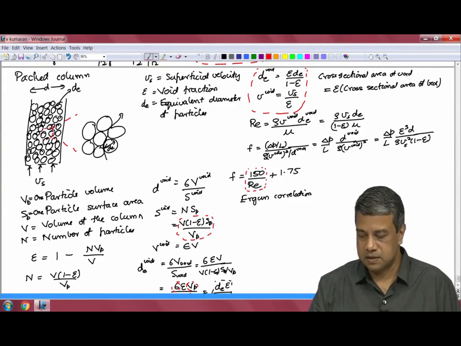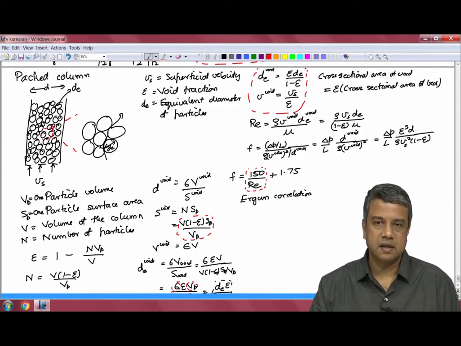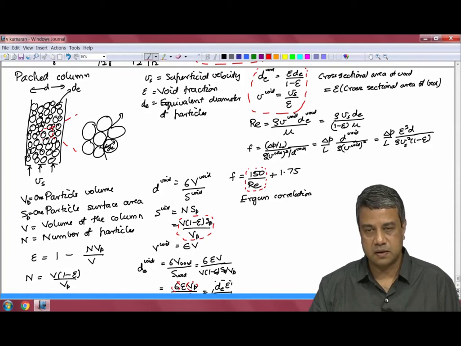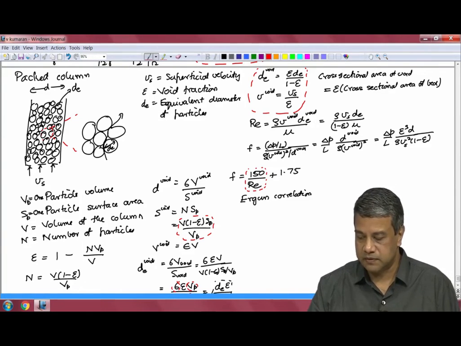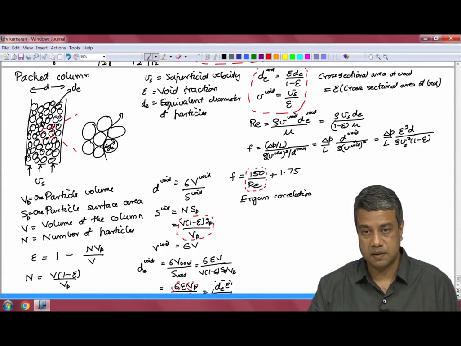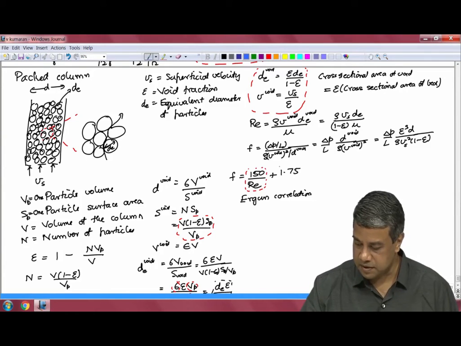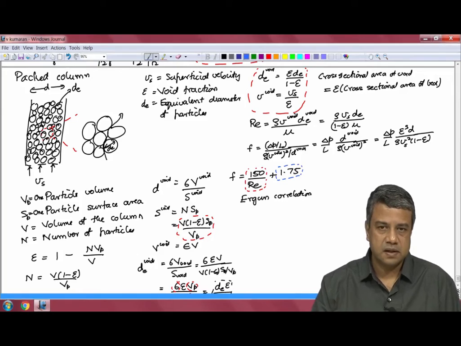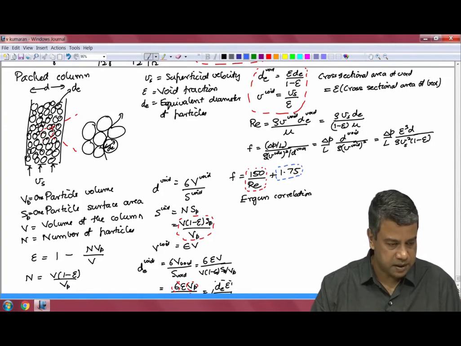So, this 150 by Re is the factor that you get at low Reynolds number, similar to 24 by Re for the drag coefficient, or 16 by Re for the flow through a pipe. In this case, you get 150 by Re. The difference between this and the flow through a pipe is that here the Reynolds number is defined based upon particle diameter, whereas in the pipe it was by the pipe diameter. And in the limit of high Reynolds numbers, this friction factor tends to a constant value. And this is the standard correlation that is used for the flow through a packed bed.